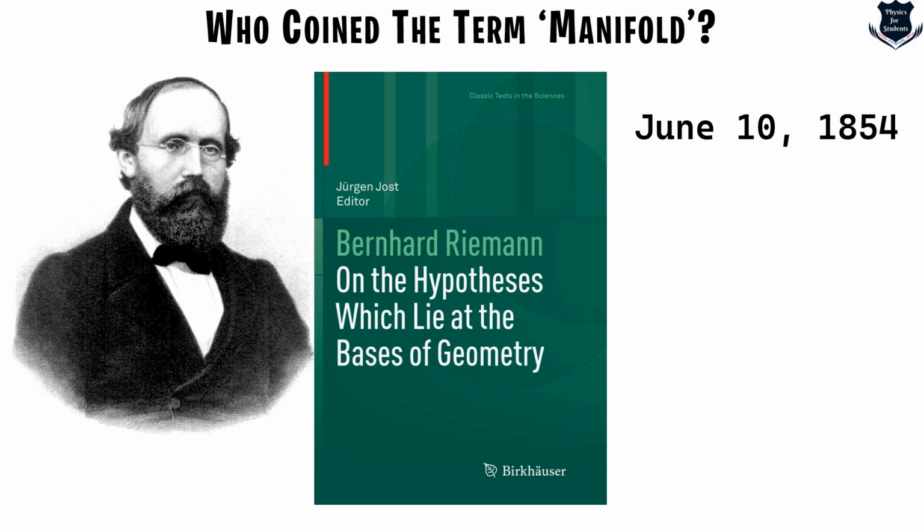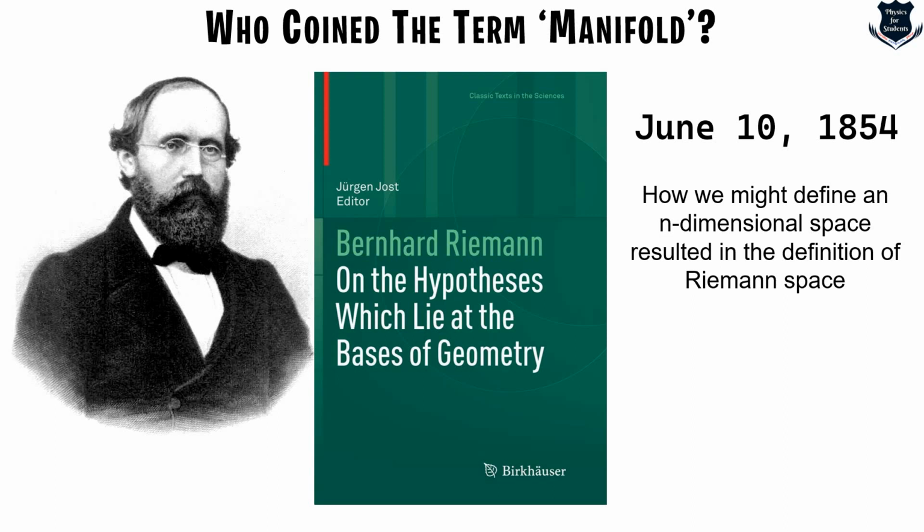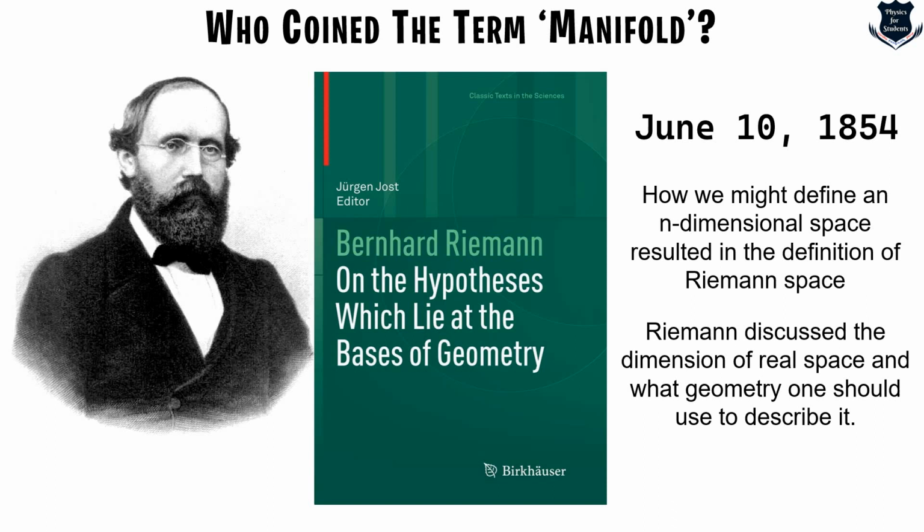First, the question of how we might define an n-dimensional space resulted in the definition of Riemann's space, including the Riemann tensor, and this laid the foundation of what is called Riemannian geometry. In the second part of the lecture, Riemann discussed the dimensions of real space, and what geometry one should use to describe it. This is considered one of the greatest works in the history of differential geometry, through which he came to understand what geometry and Riemannian geometry is all about.